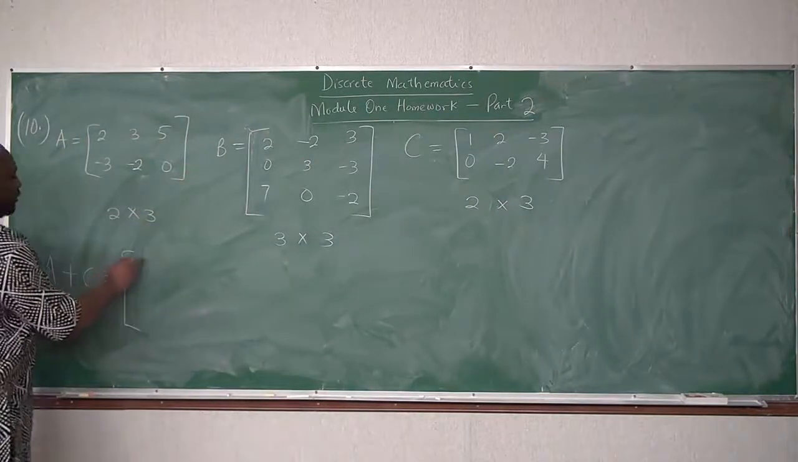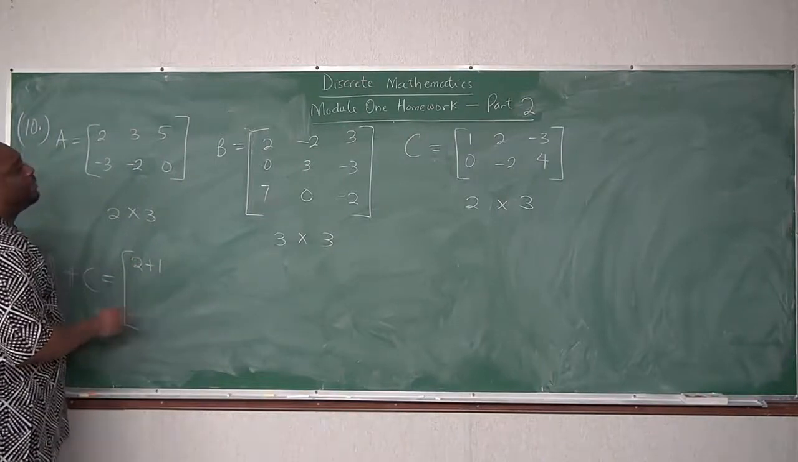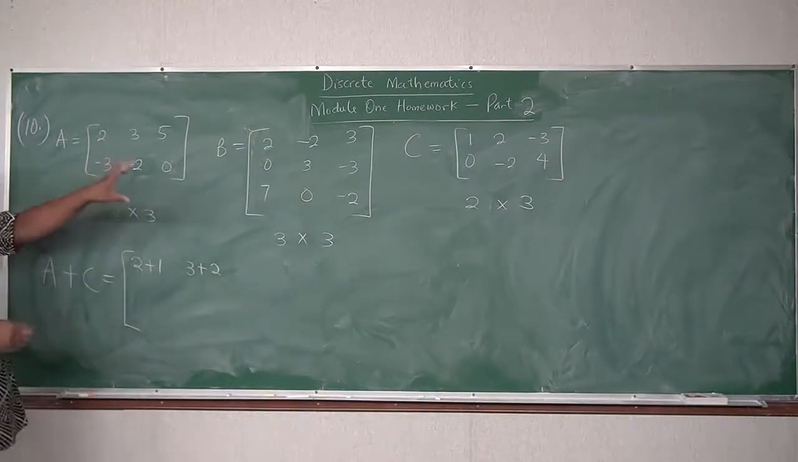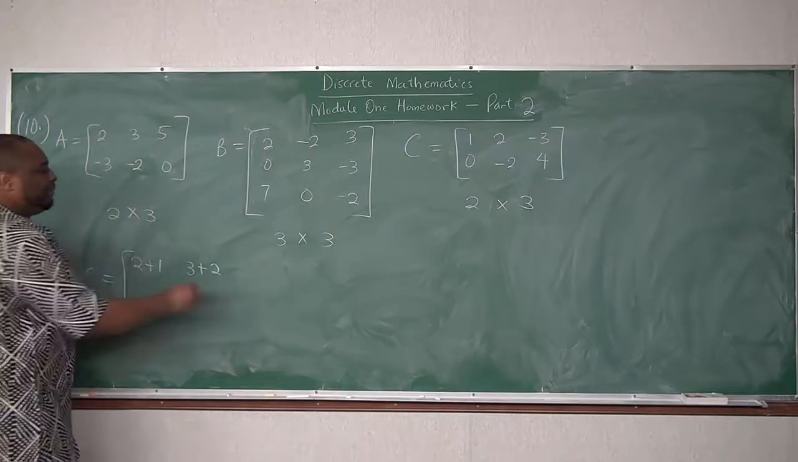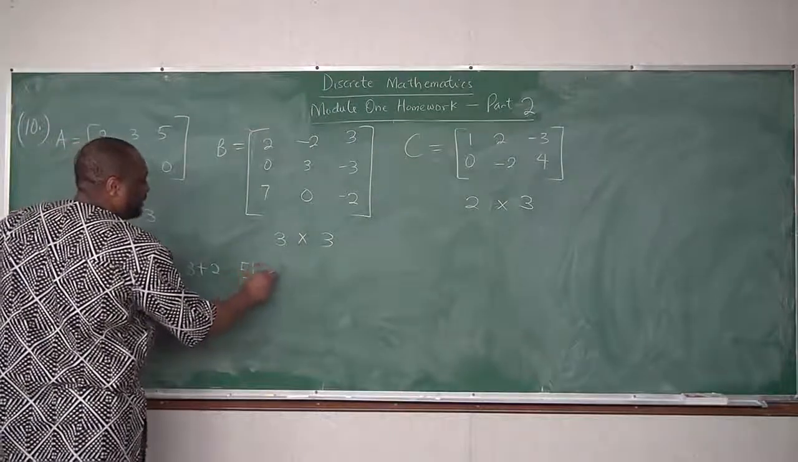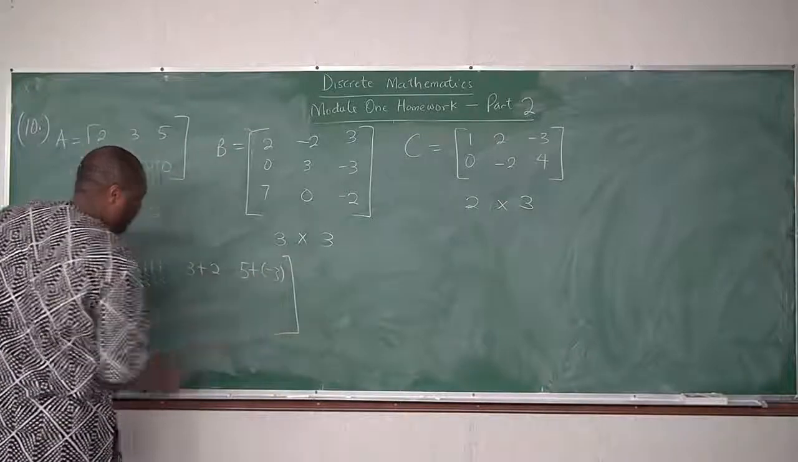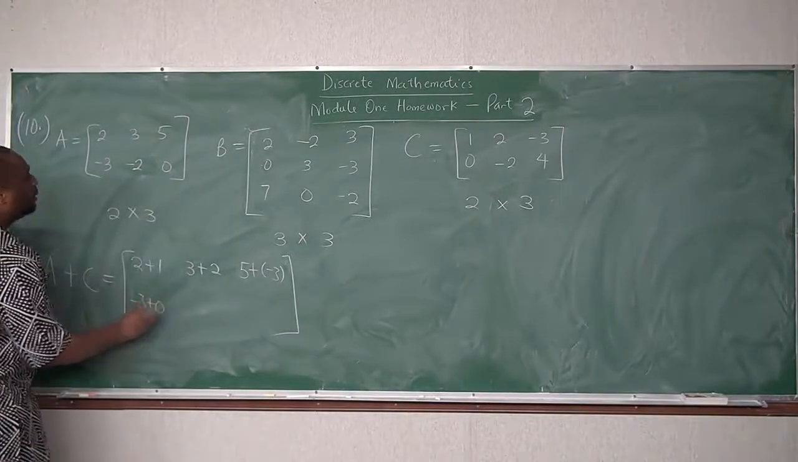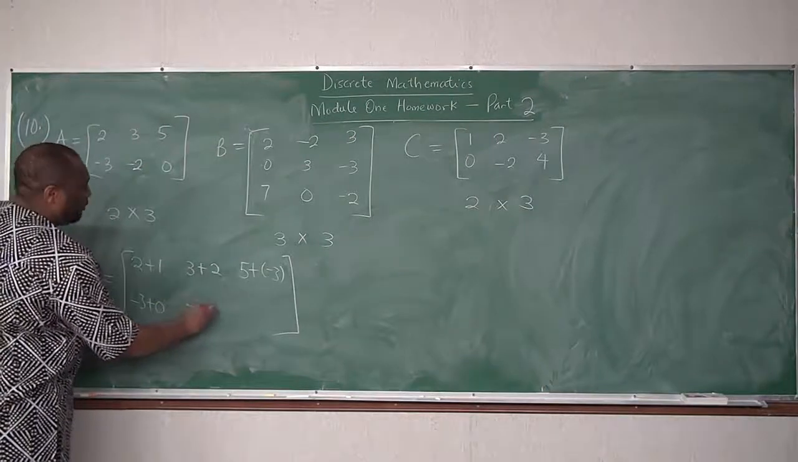So this is 2 plus 1. This will be 3 plus 2. So I'm doing the corresponding elements. This will be 5 plus minus 3. Okay. This is minus 3 plus 0. This is minus 2 plus minus 2.